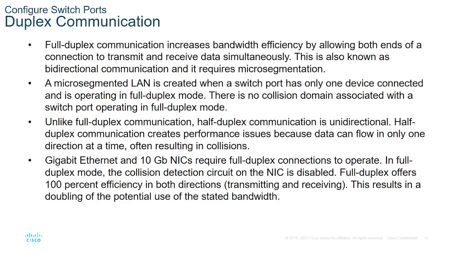With full duplex, there won't be any collisions because there is microsegmentation and devices can send and receive simultaneously. Gigabit Ethernet and 10 GB NICs require full duplex connections to operate. In full duplex mode, the collision detection circuit on the network interface card is disabled. Full duplex offers 100% efficiency in both directions, and this results in doubling the potential use of the stated bandwidth. So as long as you're running full duplex, you'll have better performance, and the bandwidth available will be extremely high. Normally, because there are two different lanes, one for sending and one for receiving at the same time, you won't have collisions. For that reason, collision detection on the circuit will be disabled.